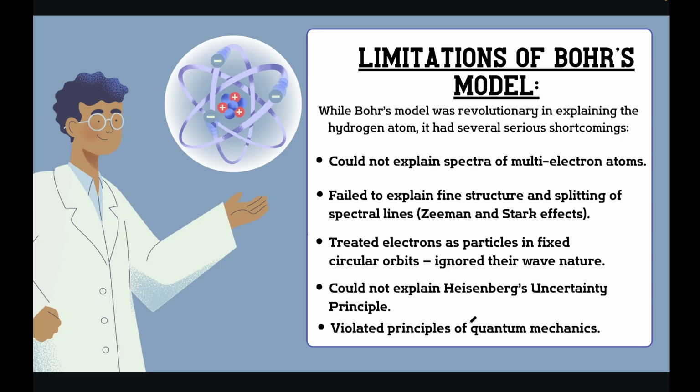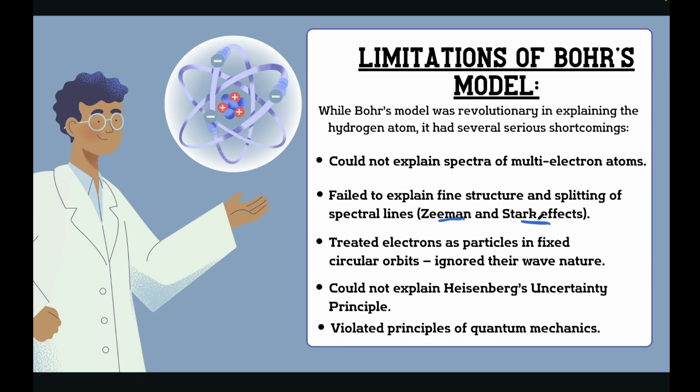But there are a few limitations of Bohr's model. It could not explain the spectra of multi-electron atoms, and it could only explain hydrogen and hydrogen-like atoms. It failed to explain complex atoms and the wave nature of the electron. It also failed to explain the fine structure and splitting of spectral lines, like the Zeeman effect or the Stark effect.